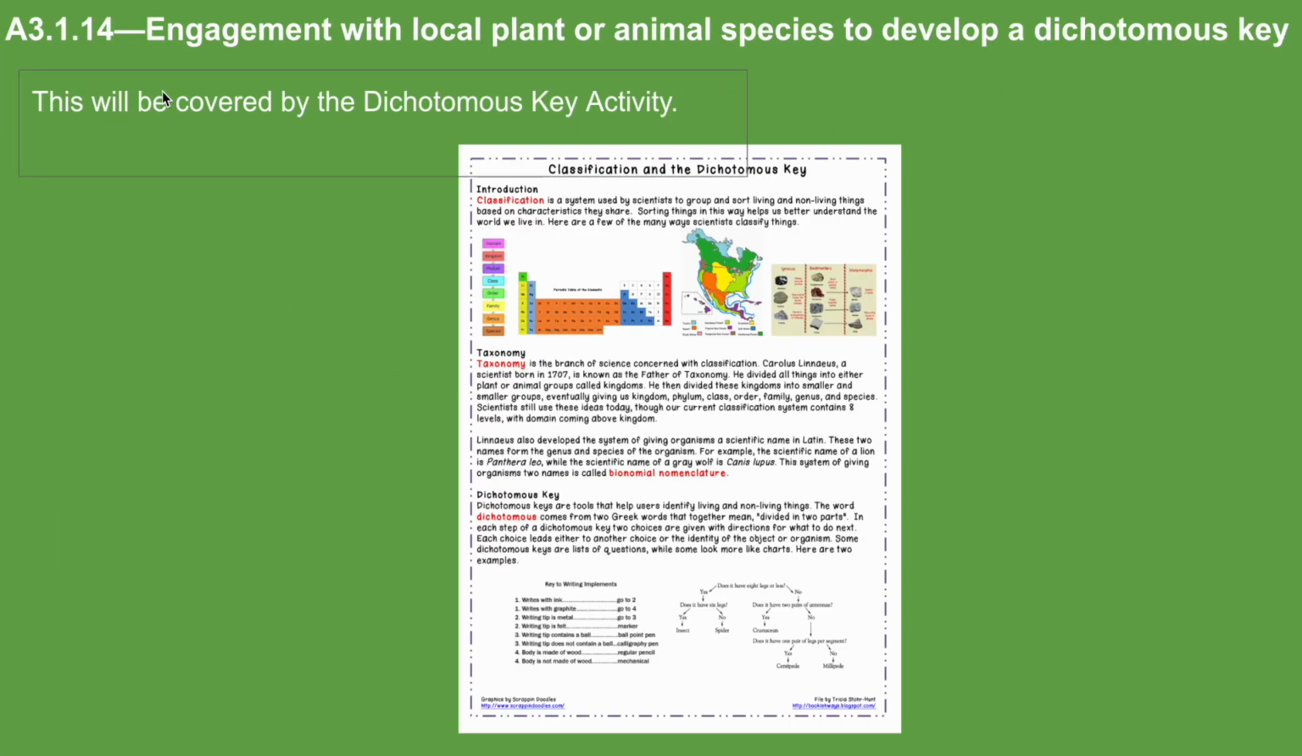Next, you do need to be able to engage with local plant or animal species to develop a dichotomous key. We are doing this by filling out this classification of the dichotomous key activity. You will need to work through this and practice using a dichotomous key, and you'll even be making a dichotomous key to demonstrate your understanding of how they work.